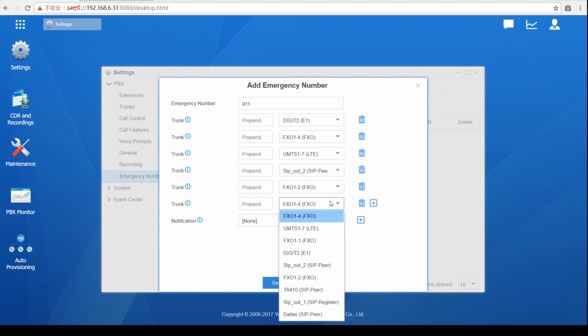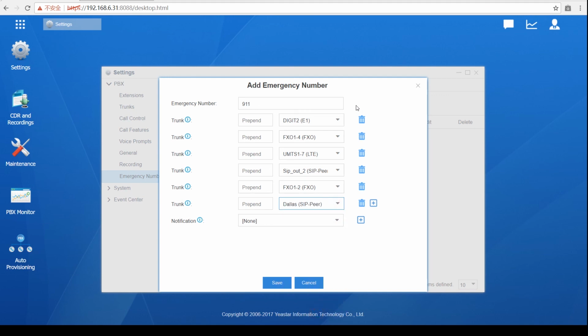Yes, we can have all the trunks selected here, and you can make sure that the call can be sent out, right? But it's not enough, because even though the calls are sent out through the trunks, they have to actually match the dial pattern rules in the outbound calls.